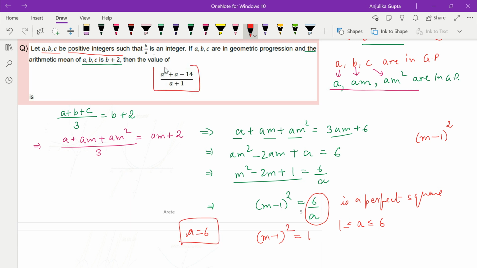They're asking us to evaluate this value. So very simple, now just plug in A is 6. So 36 plus 6 minus 14, divided by 6 plus 1. How much is that? 28 over 7, and that is 4. So 4 should be your answer. Easy question, right? Let's see the next one.